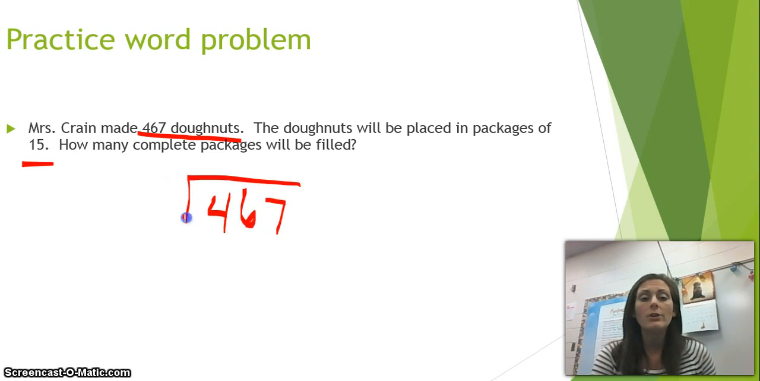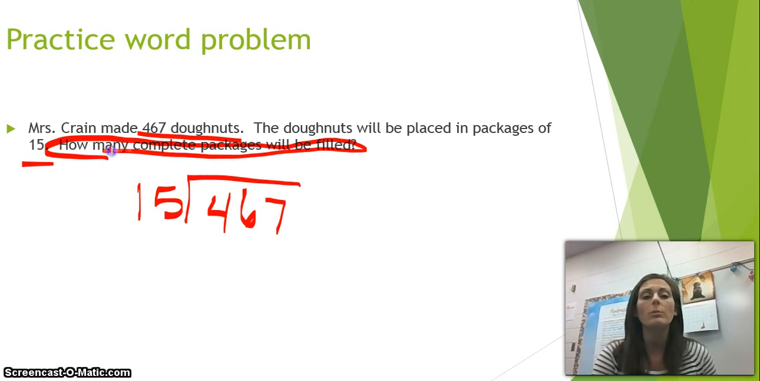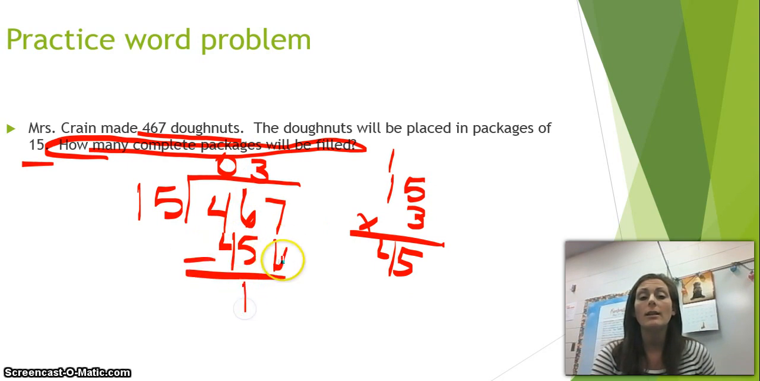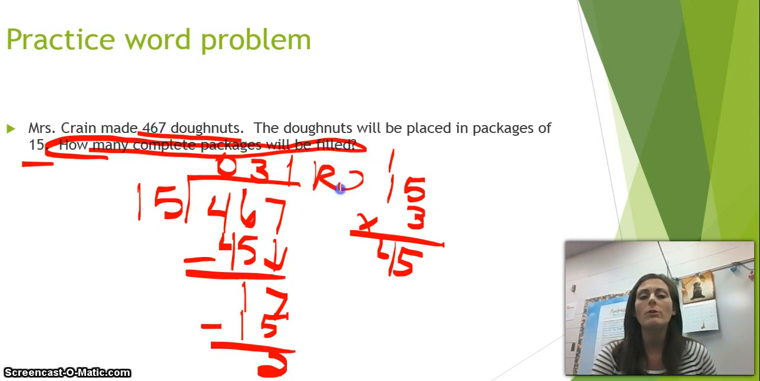So you guys should have 467 donuts. We want to place them in packages of 15, and the key is how many complete packages will be filled. So 15 goes into 46. Let's try 3. That's 15, carry the 1. That's 45. So 3 times 15 is 45. I got lucky there. That never happens. And 15 goes into 17 one time. So I have 31, remainder of 2.